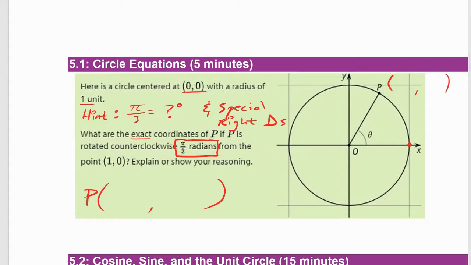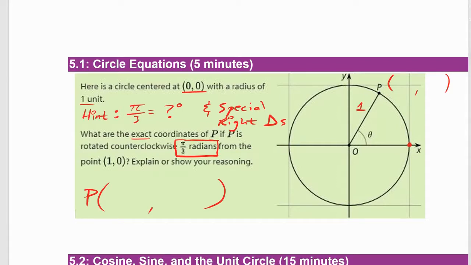So go ahead, spend the next couple minutes torturing yourselves. Try to figure out how you could exactly represent your coordinate for P. So, what is pi thirds in degrees? And could you draw a special right triangle involving P? And notice that your radius is 1. That's something else that I could probably go ahead and mention, right? So, your radius is 1. So, see if you can draw a special right triangle.